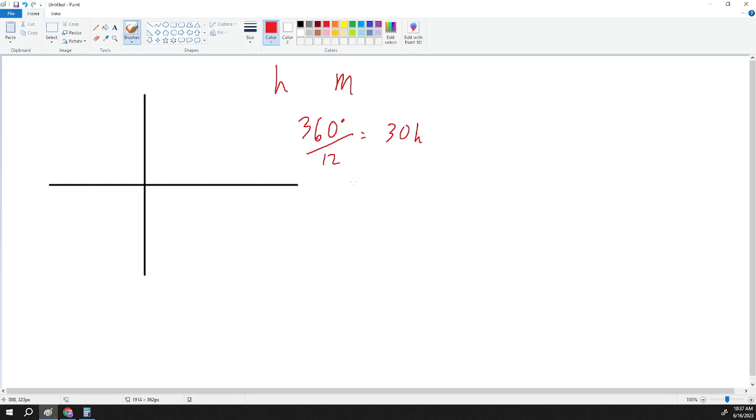So how does it look like? We can rephrase this as the hour hand moves 30 degrees every 60 minutes. So 30 over 60. This would have been 0.5. So for every minute, 0.5 degrees would have moved in the hour hand.